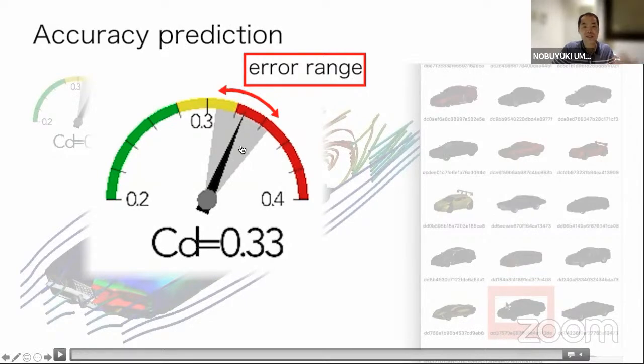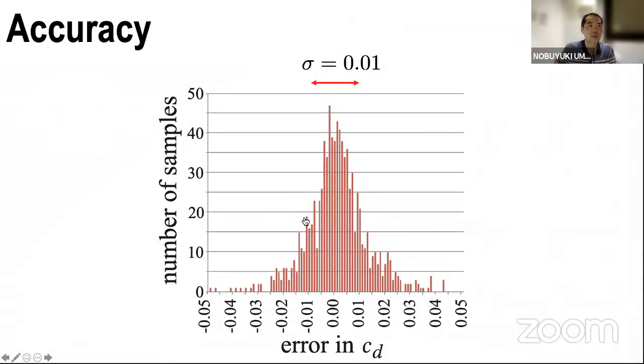So the engineer cannot trust the machine learning unless the machine learning tells you how much accuracy there is in the predicted model. So yeah, for the real world application, this error range prediction is very important. And we have accuracy that is reasonable in the real world engineering.